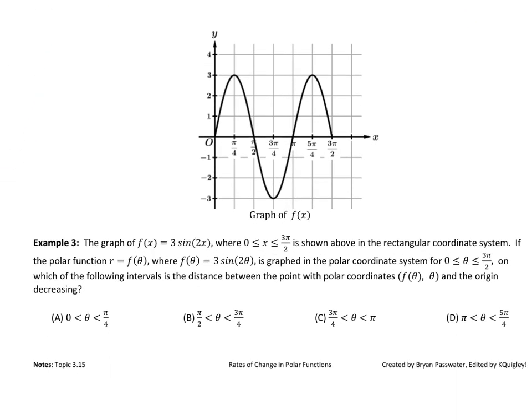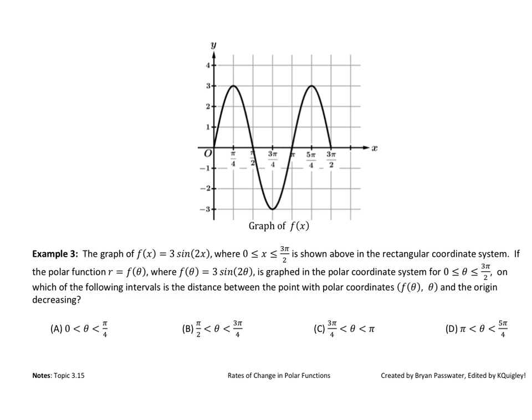In example 3, it says the graph of f of x equal to 3 times the sine of 2x, where 0 is less than or equal to x, which is less than or equal to 3 pi over 2, is shown above in a rectangular coordinate system. If the polar function r equal to f of theta, where f of theta is 3 sine of 2 theta, is graphed in a polar coordinate system between 0 and 3 pi over 2, on which of the following intervals is the distance between the point with the polar coordinates f of theta, comma theta, and the origin decreasing?